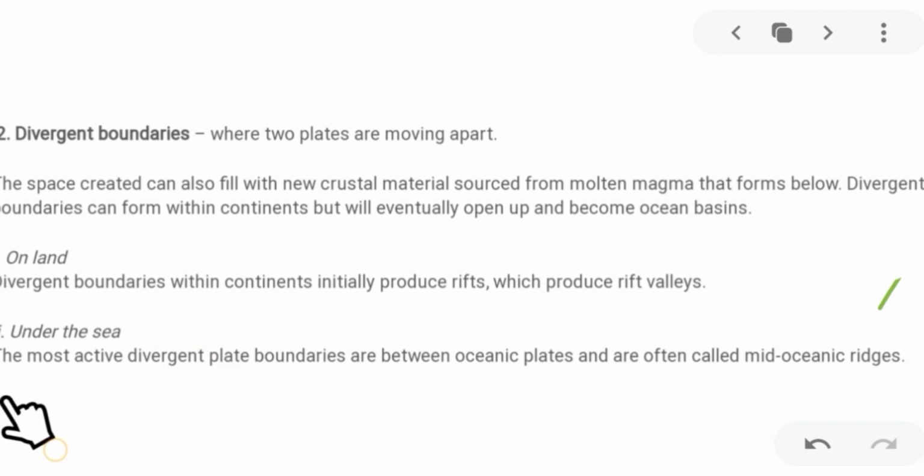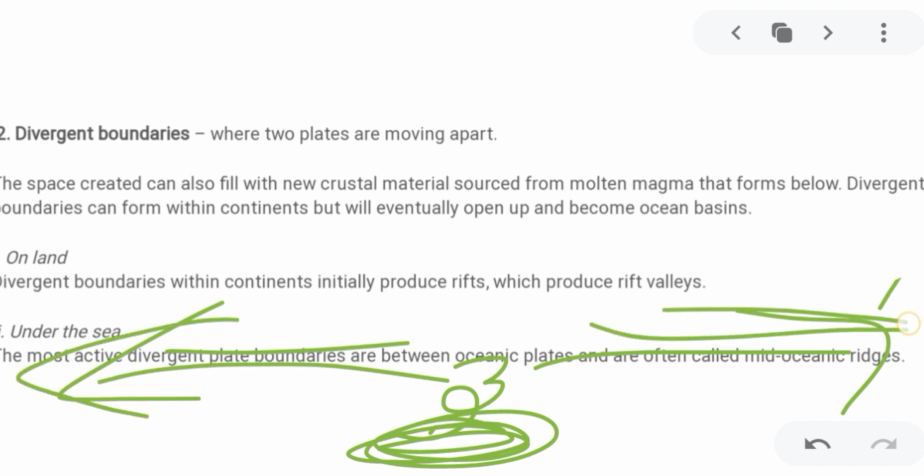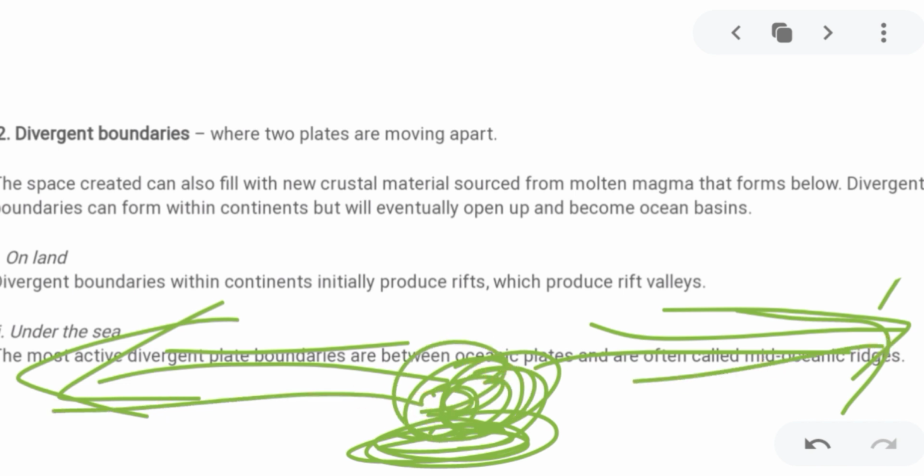Now, if it is under the sea, the most active divergent plate boundaries are between oceanic plates and are often called mid-oceanic ridge. So, magkakaroon ng mid-oceanic ridge. So, this one is responsible for the seafloor spreading. Okay, ito yung lumalayo. Kasi, yung magma sa ilalim, nakahanap ng spot, tapos, ipupush yun away from the hot spot here, from the caldera or from the source of the magma where it will come out. So, ipupush yan. So, nagkakaroon ng mid-oceanic ridge kung saan nag-occur yung seafloor spreading, nagpuproduce siya ng new soil. Yun ang mangyayari kapag nag-occur ang divergent boundary under the sea.